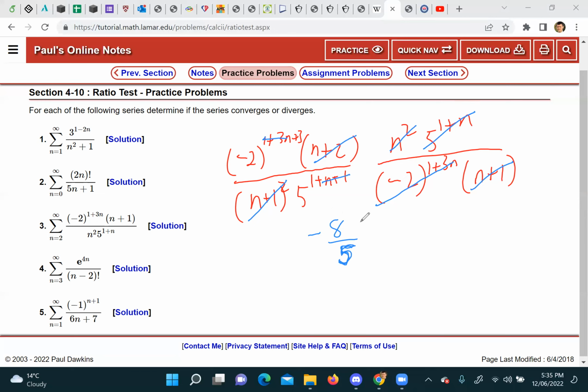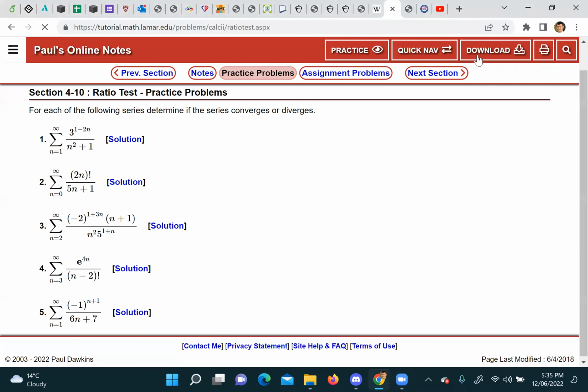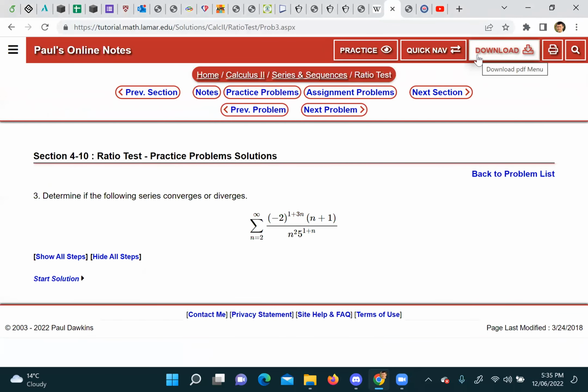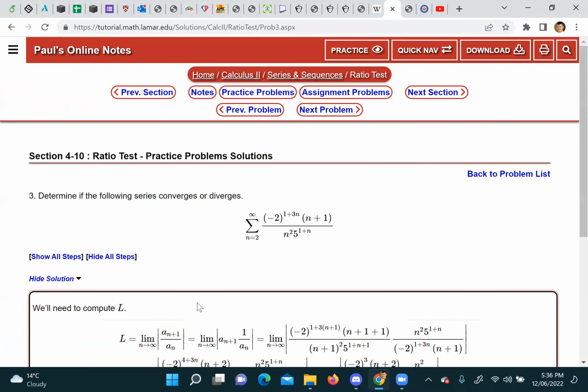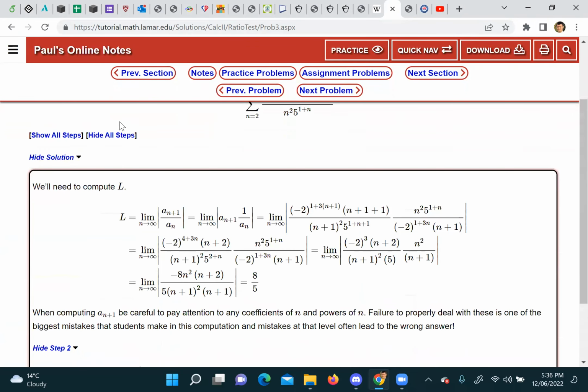Okay, what if I click solution? Will they agree with us? Show all steps. Wait, yeah, the harmonic series. You need to compute 1 minus 1 on n plus 1. Oh, right. Wait, we did it before we saw the solution.